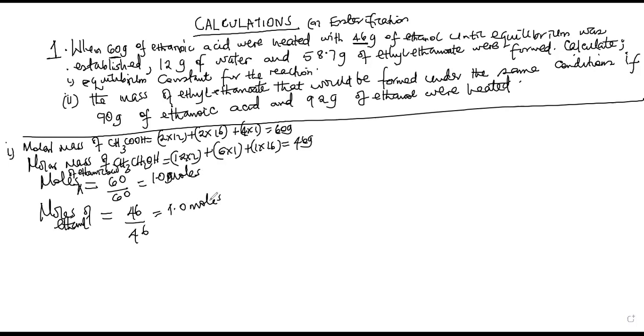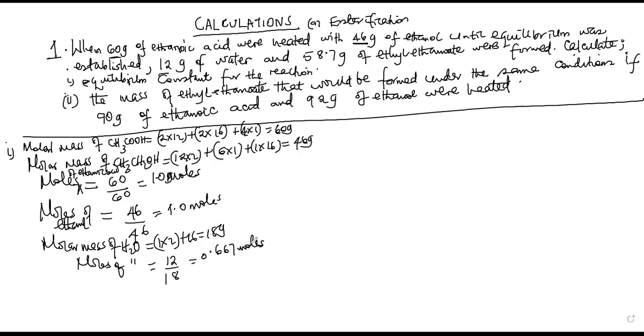Still, we can get moles of water and moles of ethyl ethanoate. So molar mass of water is 1 times 2 plus 16, which gives 18 grams. So we can get moles of water. Moles of water will equal the mass of water, which is 12. We divide by the molar mass 18. So this gives 0.667 moles.